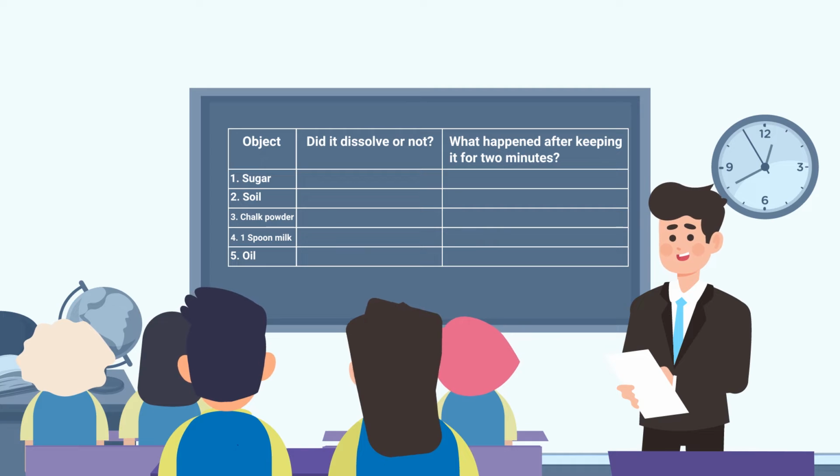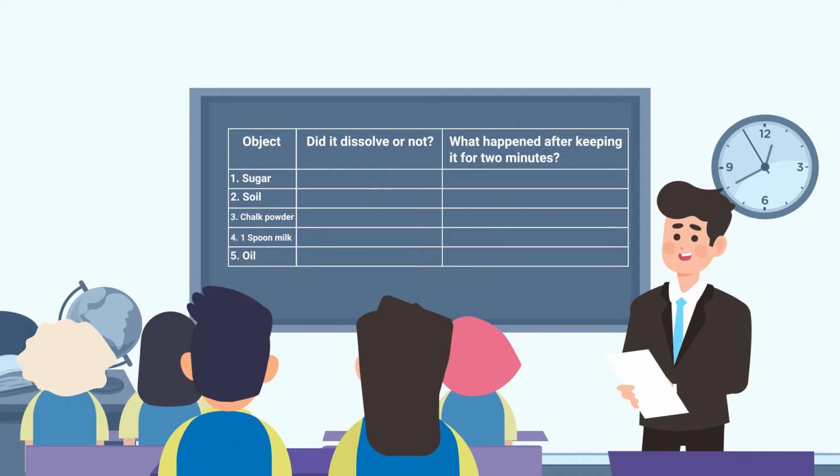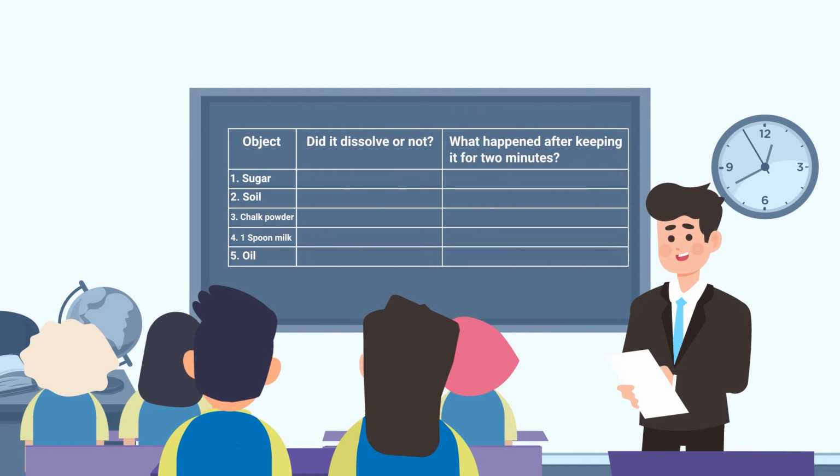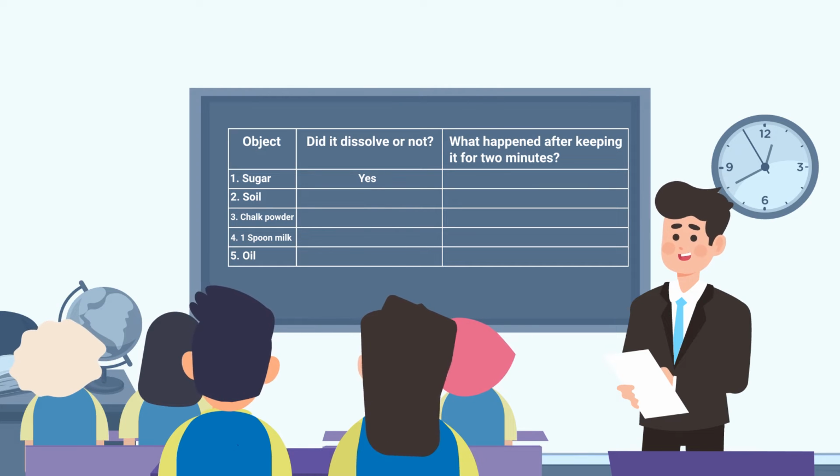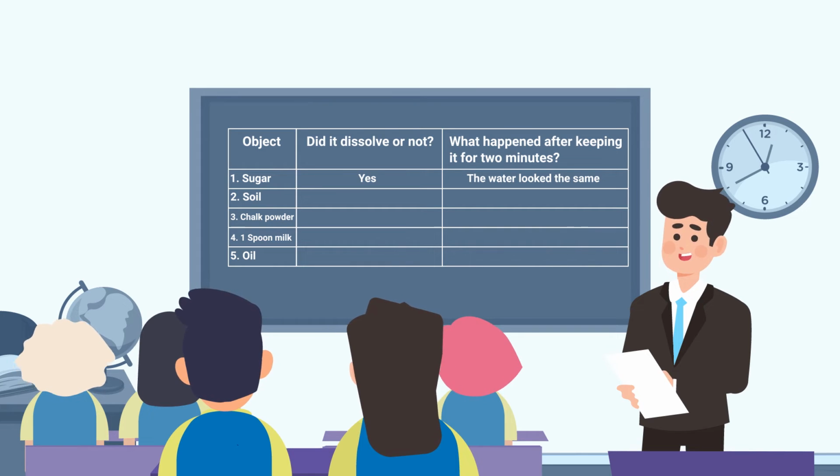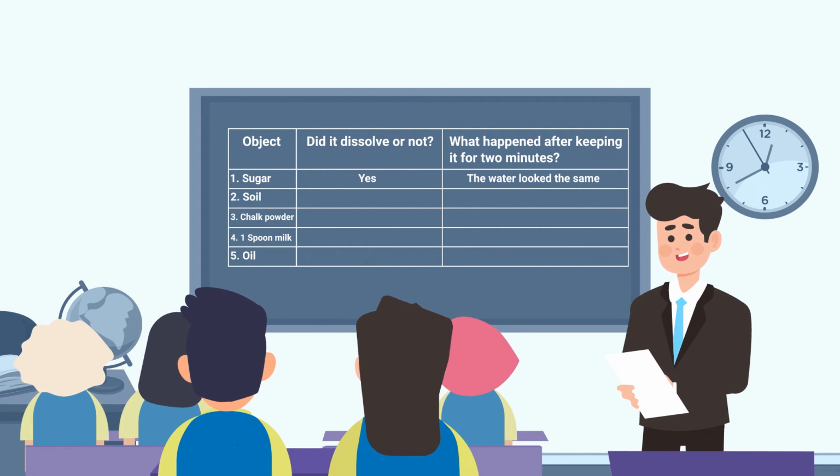For instance, if the object they are testing is sugar, then they will mention it in the first column. In the second column, they will write that it dissolved, and in the third column, they will write that the water looked the same. Give the students some time to fill the table completely.